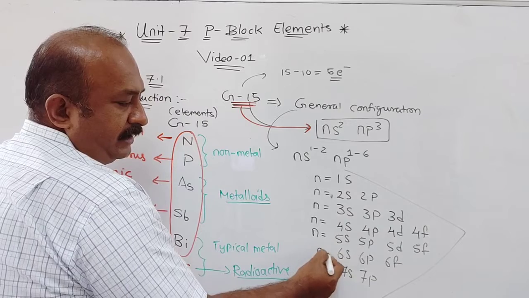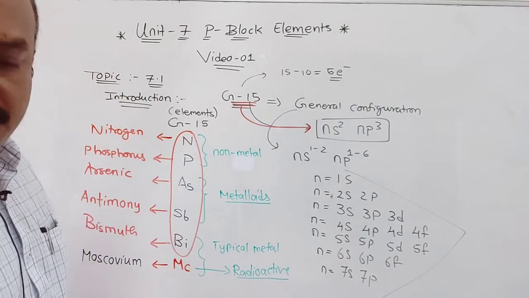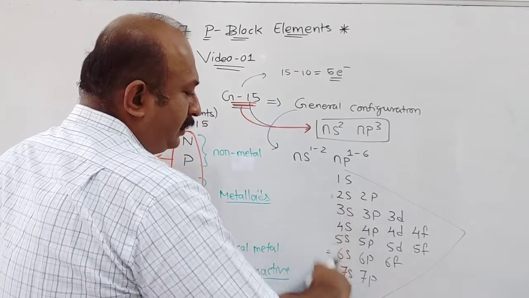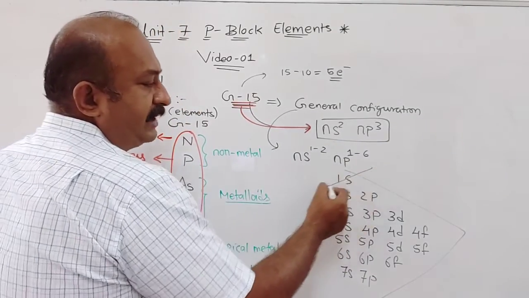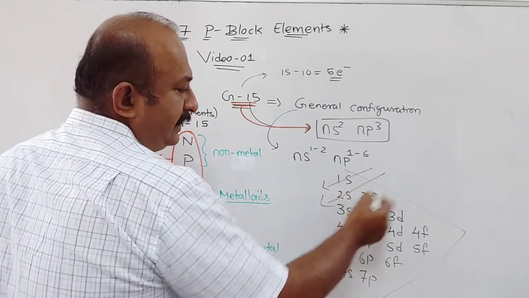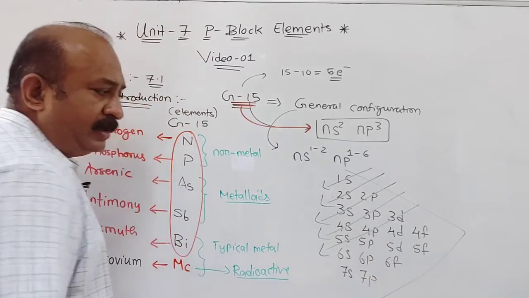N is equal to 5, n is equal to 6 and n is equal to 7. So there are 7 periods like this. Understood? Now when we talk about configuration, we have to start filling from the lower energy states. So here you can see, this way the filling will be there.